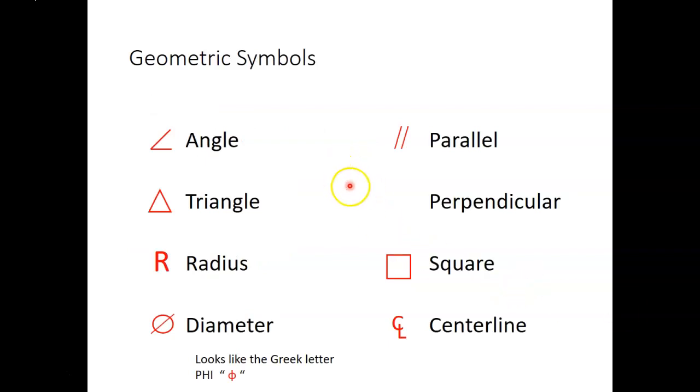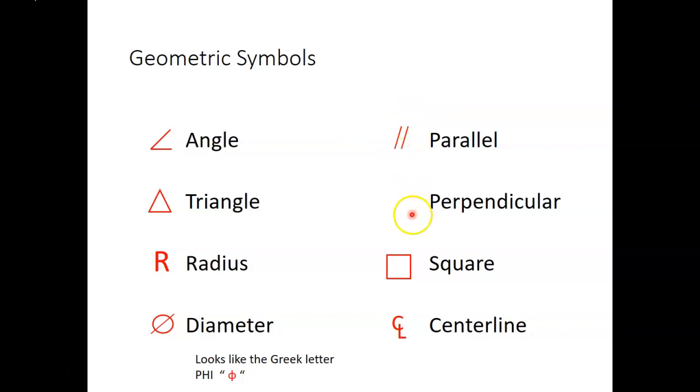So geometric symbols we need to know. You already know this one. There's the symbol for diameter. A circle with a slash through it. It kind of looks like the Greek letter phi. Radius is just the capital letter R. This is the symbol for angle. Look, it looks just like it. Triangle looks like a triangle. Square looks like a square.